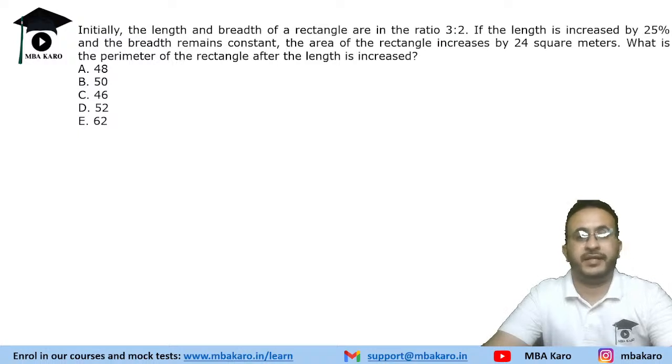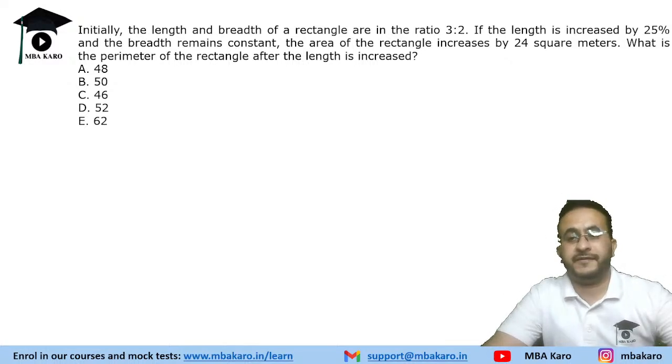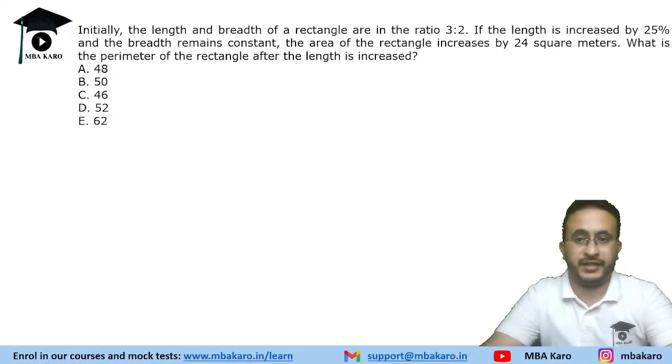Initially, the length and breadth of a rectangle are in the ratio 3:2. If the length is increased by 25% and the breadth remains constant, the area of the rectangle increases by 24 square meters. What is the perimeter of the rectangle after the length is increased? So we are given the ratio of length and breadth of the rectangle, and we are increasing the length of the rectangle.